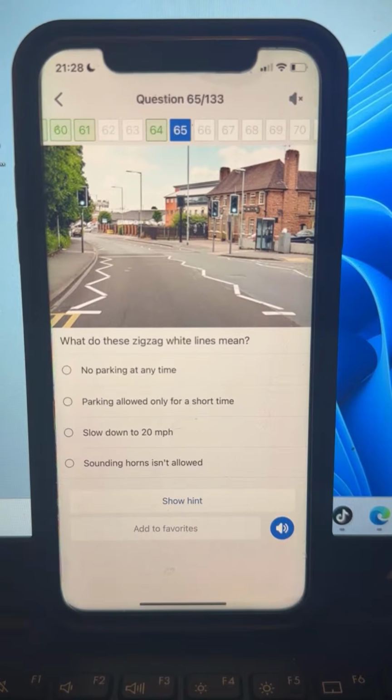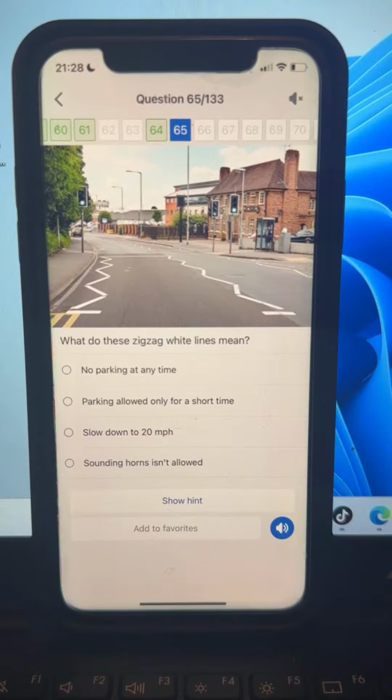Okay, we're covering question 65 now. It's saying, what do these zigzag white lines mean? These zigzag lines, you will see them nearby a pedestrian crossing. They're telling you, don't park your car there at any time. You should not be parking your car at any time in there.